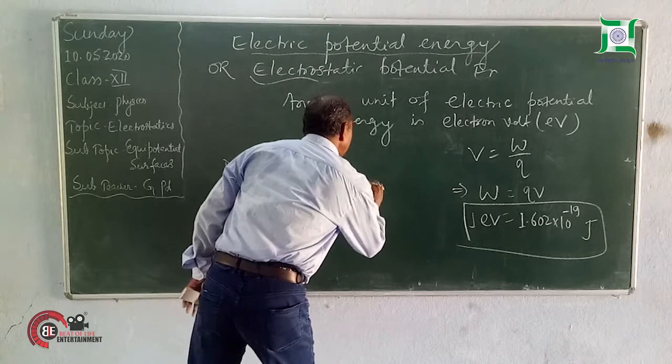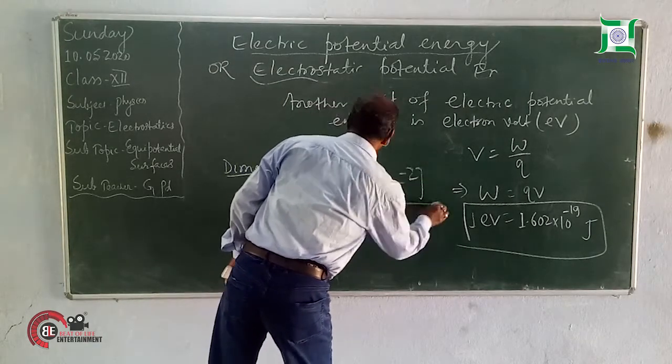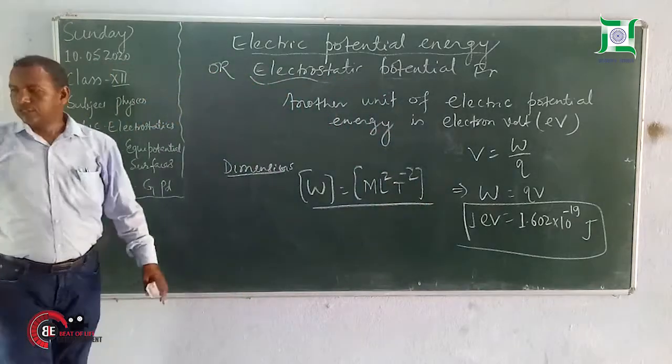It will be equal to M L square T to the power minus 2. This is the dimension of electric potential energy.